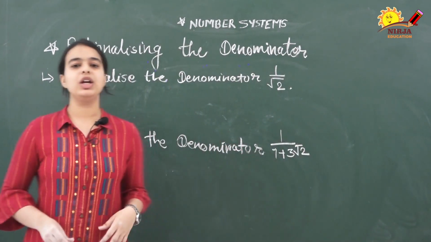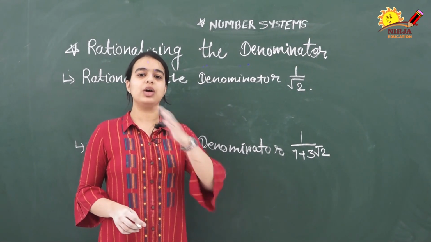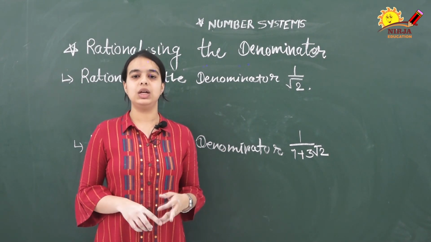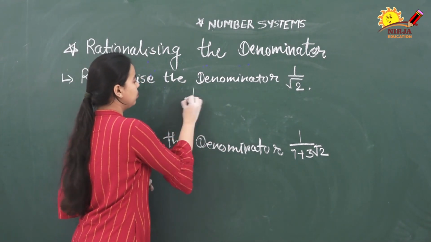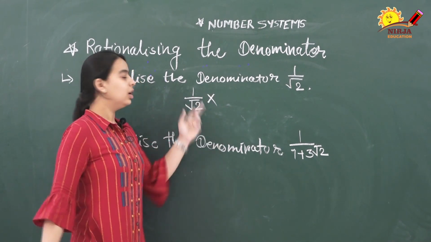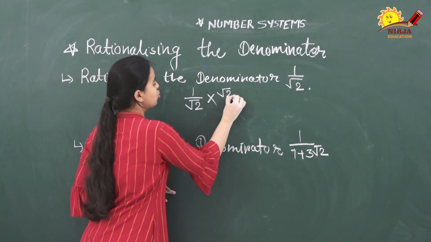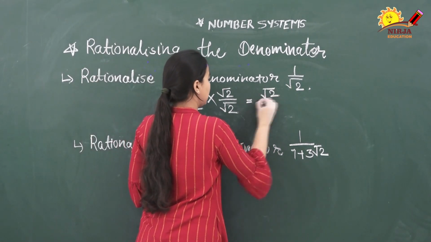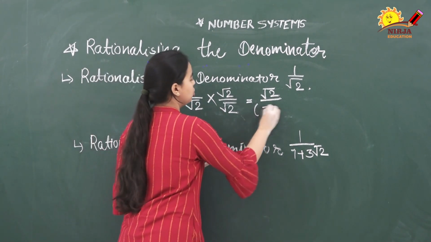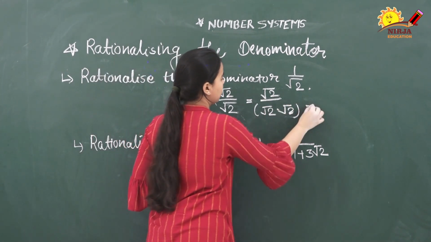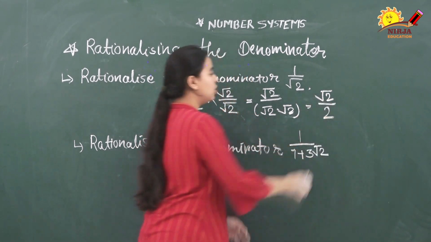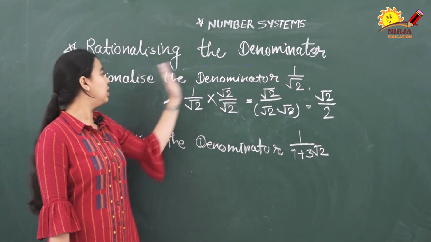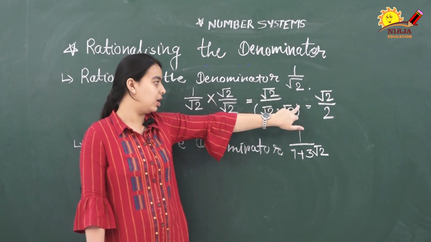While rationalizing the denominator, we can multiply and divide by the same number without changing the value. Now let us see how to do it. I am going to multiply this number by √2 upon √2, and this will be √2 upon √2 into √2. It will be √2 by 2. So here we have removed the radical sign from the denominator, hence we have done the rationalization of the denominator of 1 upon √2.